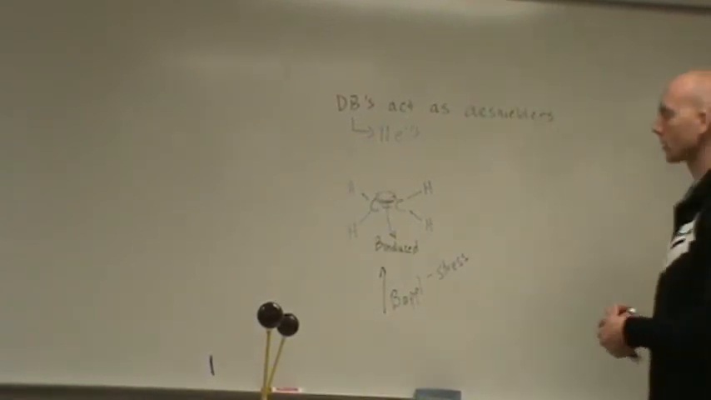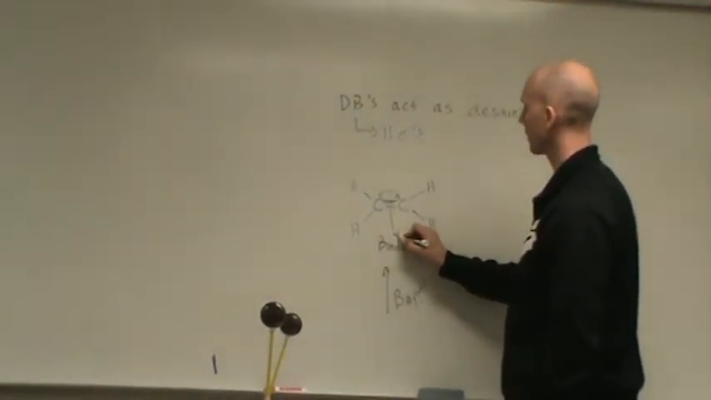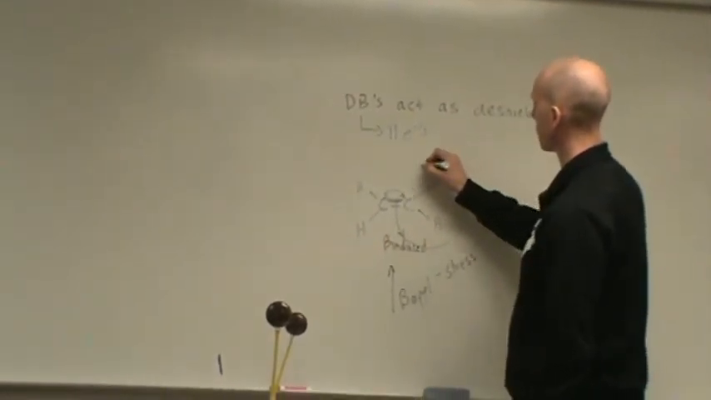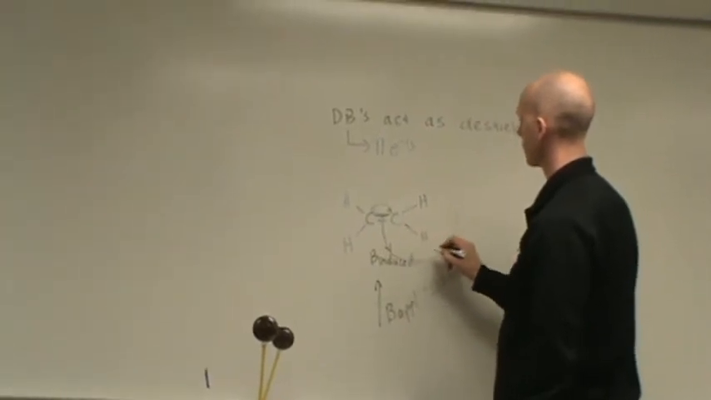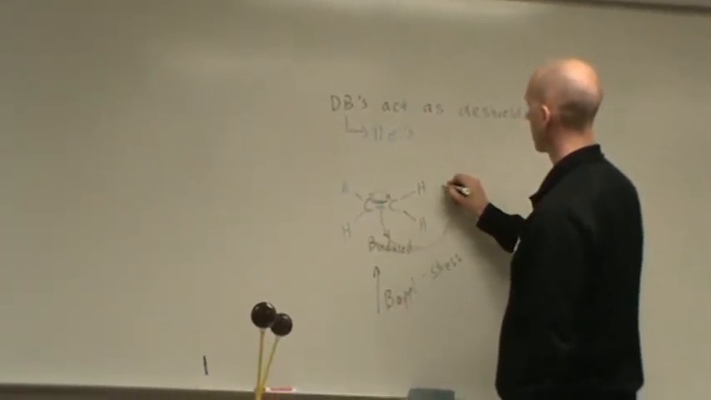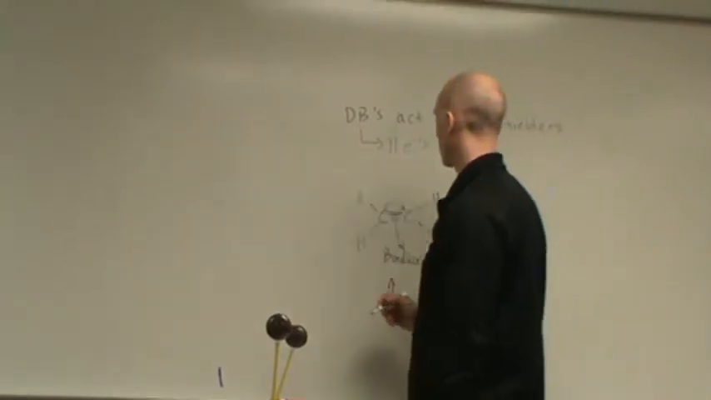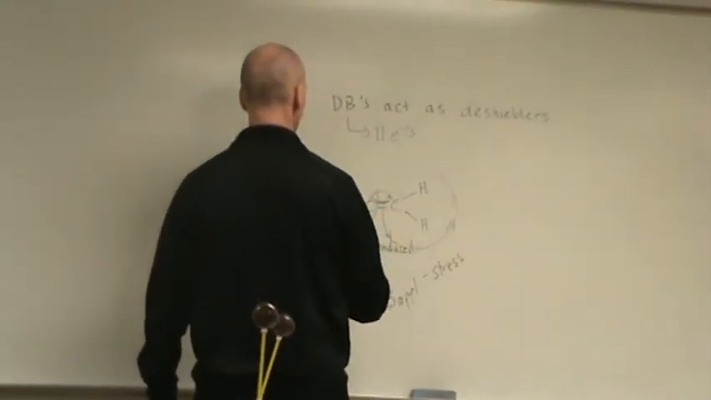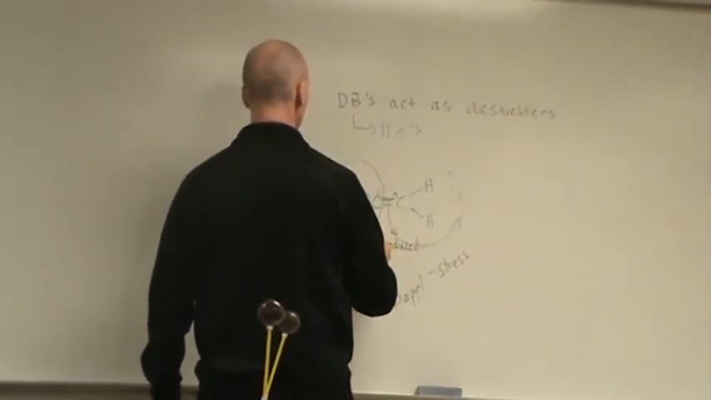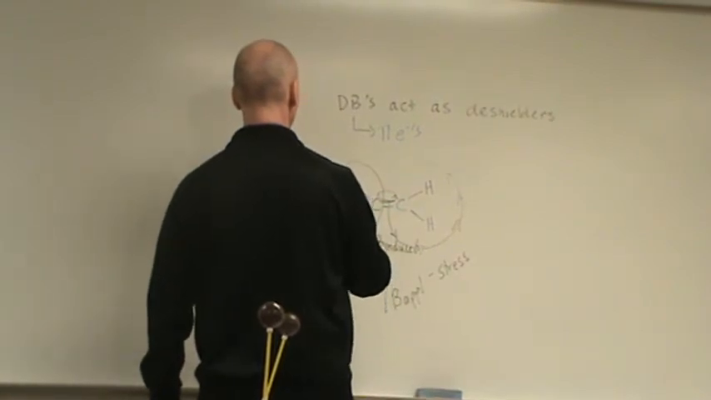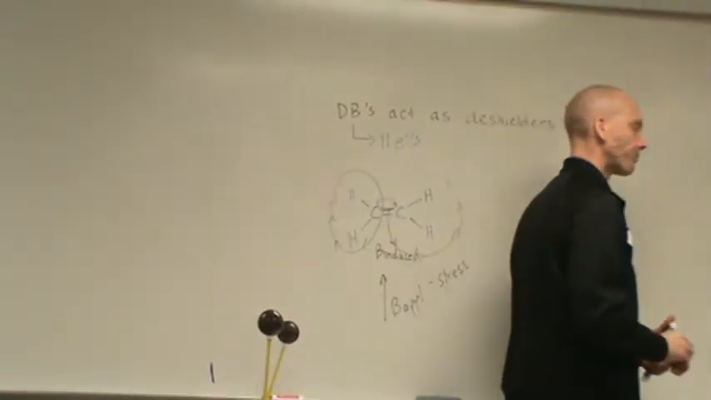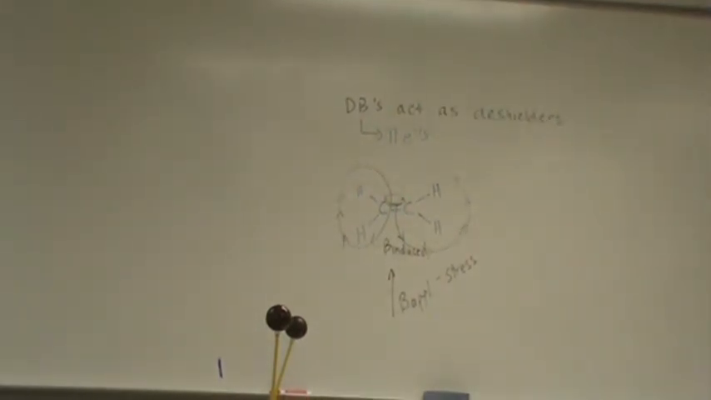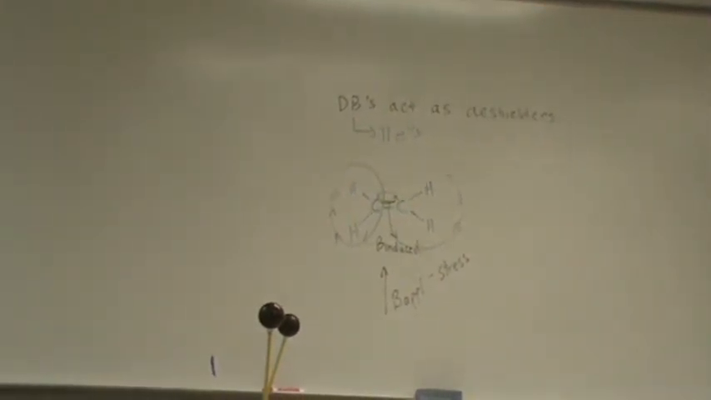Well, this magnetic field line loops all the way back around like this, and it does the same thing on the other side. So that's the power of those pi electrons. They're mobile enough to be able to circulate to generate that induced magnetic field.